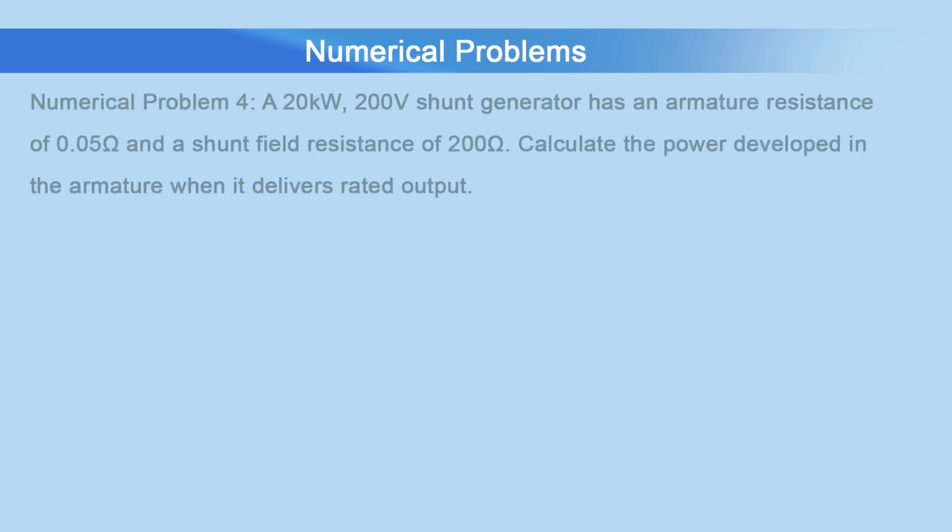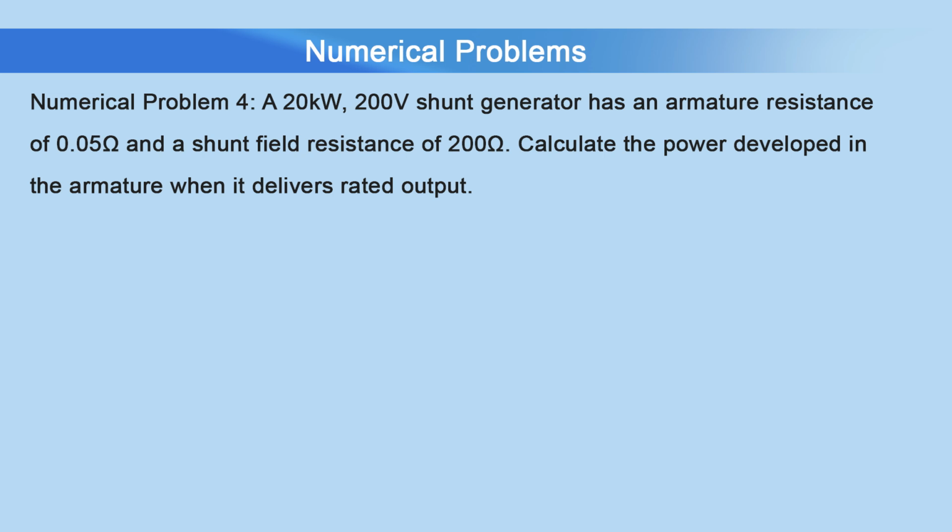Okay. So let us see one problem which utilizes the formula of power as well, because in the statement itself power is given. So let us see the statement first. A 20 kilowatt 200 volt shunt generator has an armature resistance of 0.05 ohm and a shunt field resistance of 200 ohm. Then calculate the power developed in the armature when it is delivering the rated output.